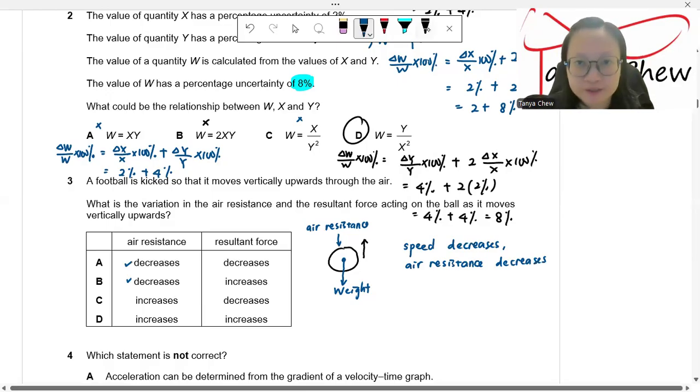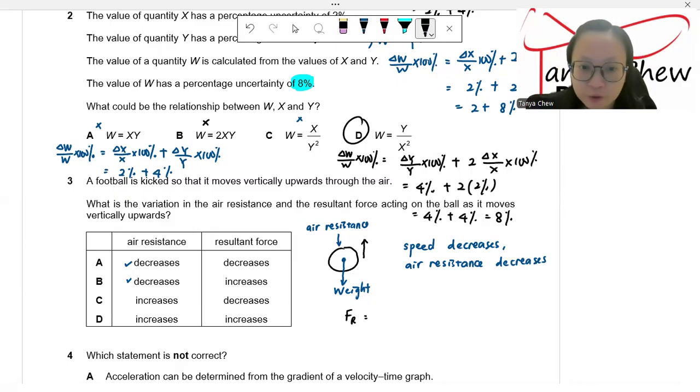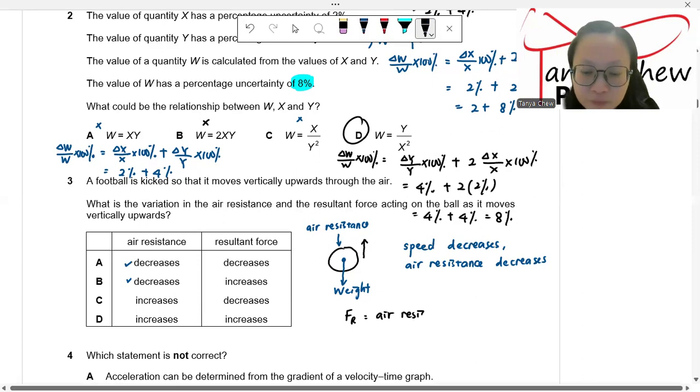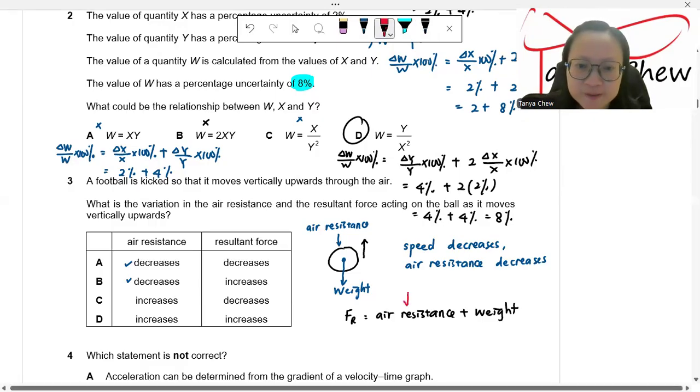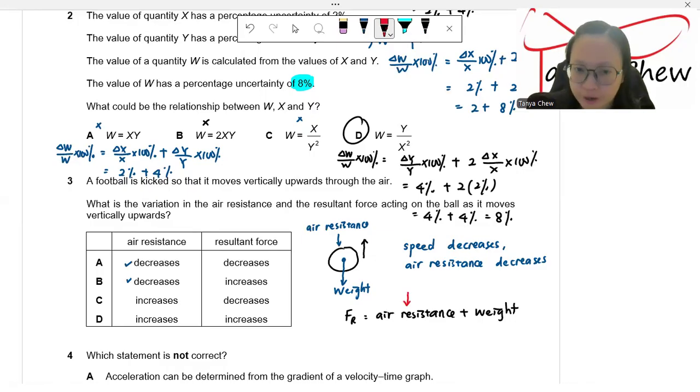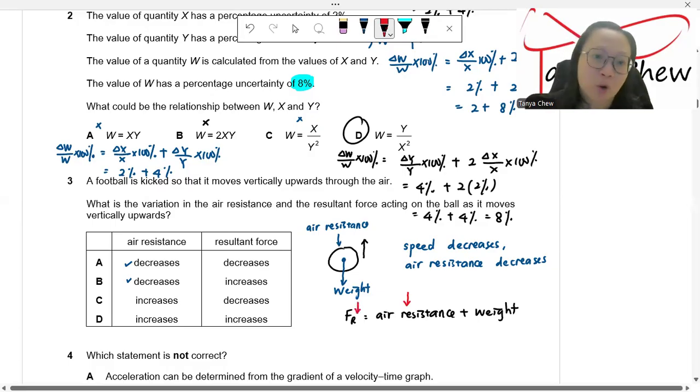Now, what happened to the resultant force? I put FR to represent resultant force. It is the sum of all the forces that are acting on this football. In this case, the resultant force would be air resistance plus the weight. Air resistance and weight are acting in the same direction. What happened to the resultant force when the air resistance is decreasing and weight is constant? Since air resistance is decreasing, whereas the weight is constant, the resultant force acting on the ball will also decrease. That is why the answer is A.